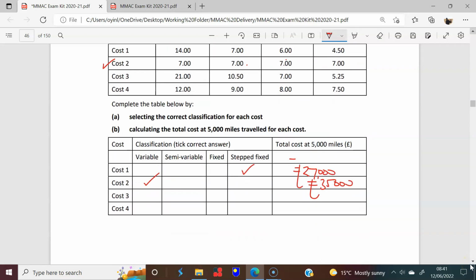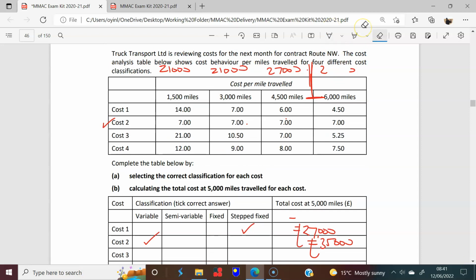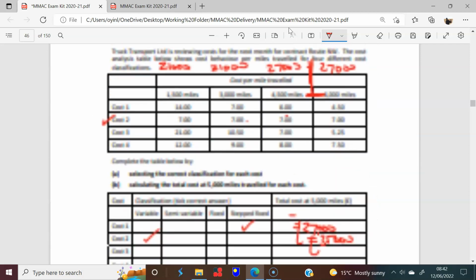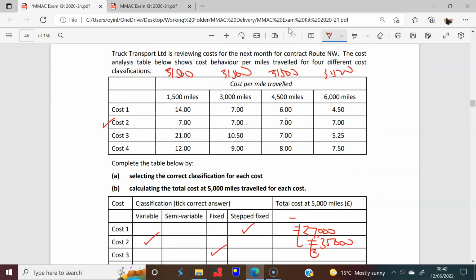Let's look at cost 3. What is going on here? I've done cost 1. I know cost 2 was always going to be variable. Let's see what's happening with cost 3. So 21 times 1,500 is 31,500. £10.50 times 3,000 is 31,500. 7 times 4,500 is 31,500. And just for the sake of fulfilling all righteousness, let's find out what the last one is. That's 31,500. So this is a classic fixed cost, and this is 31,500.